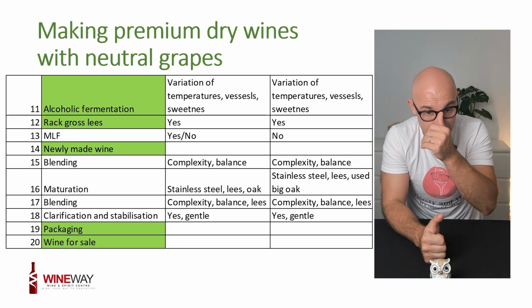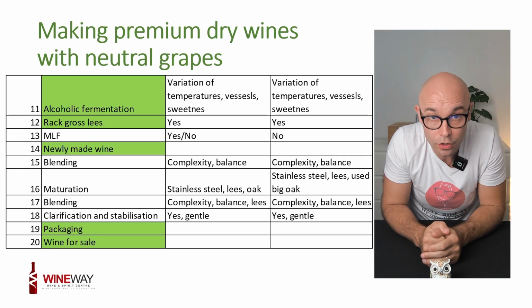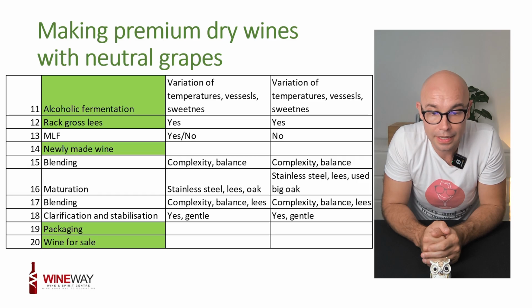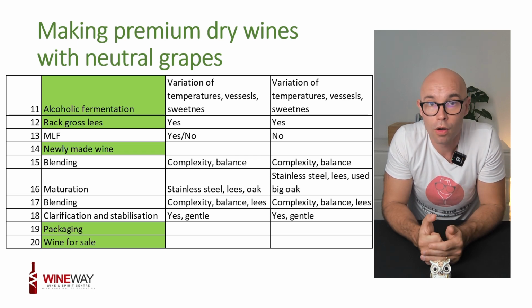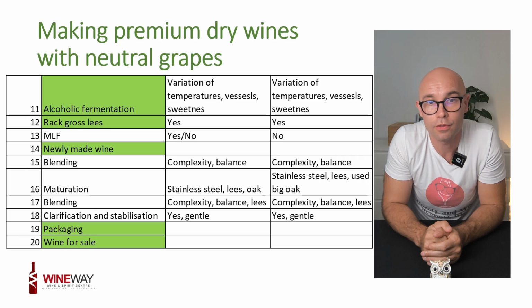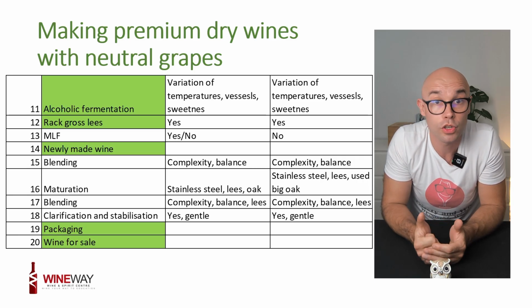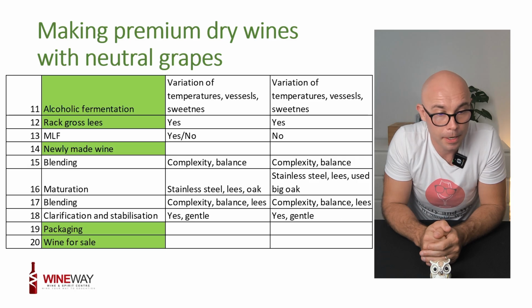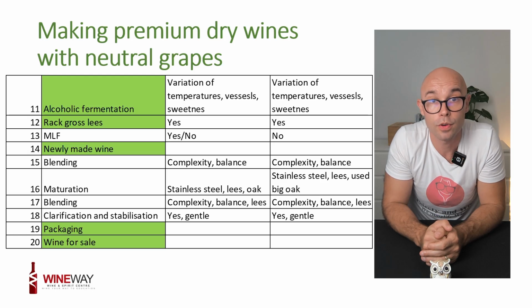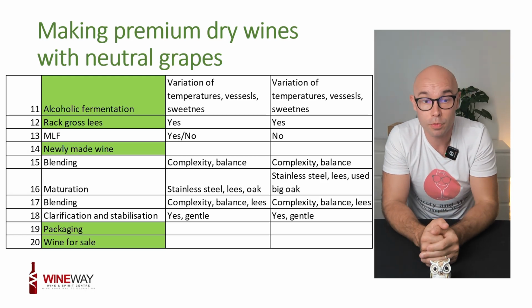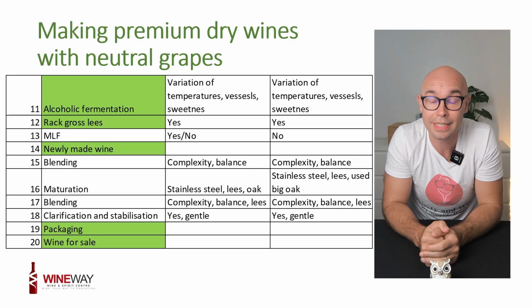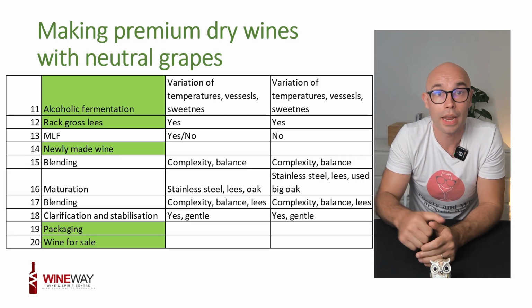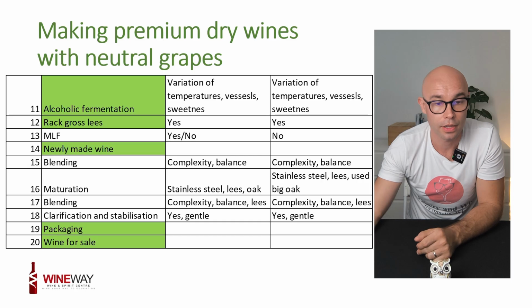Maturation options are stainless steel, lees, and oak for Chardonnay, and stainless steel and lees and big used oak barrels, for example, Pinot Gris in Alsace, or just lees aging for premium Pinot Grigio from Friuli, for example. Clarification and stabilization, yes, but very gentle, and you have your wine ready for bottling. And premium Chardonnay and Pinot Grigio or Pinot Gris have potential for aging and developing further in the bottle.